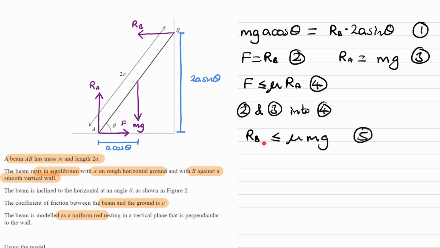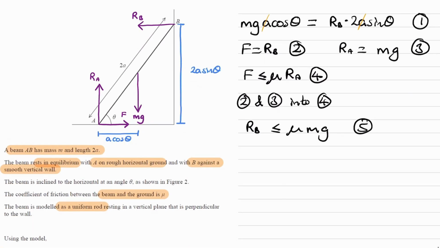We don't want Rb in there either, so now we can use the first equation, rearrange that for Rb, and then sub that into there. So what I'll do first is I'll rearrange that first equation. So the a's cancel out from that equation. If I bring the 2 to the left-hand side, we get a half mg. So let's start with that. So Rb is equal to a half mg.